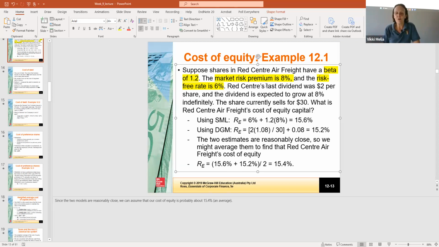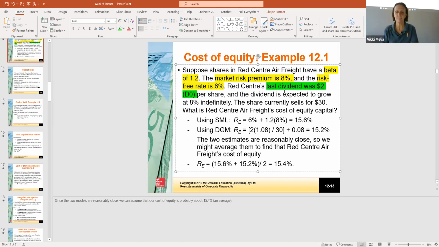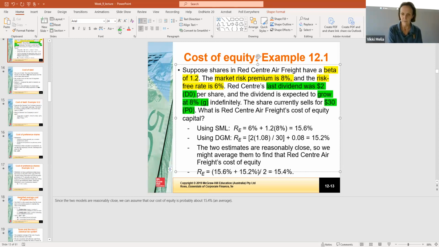We're also told their last dividend was $2. What's the last dividend? D0. We've got D0. Dividends are going to grow at 8%. So we've got G, and the current share price is $30. We've got P0. What is their cost of equity?